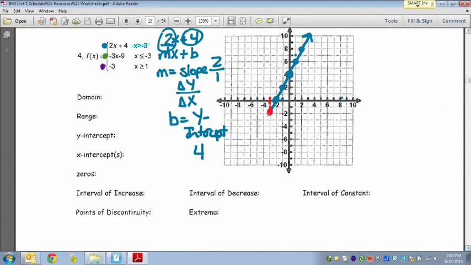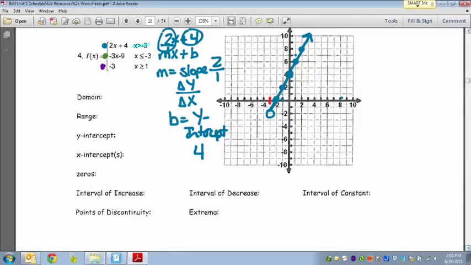Now, here's another thing. It says it has to be greater than negative 3. Does that mean I can include negative 3? No, I cannot. So when I graph this, what do I need to put? I hope you said it. It's an open circle, right? Because if I can't include it, I need to put an open circle there because it says it has to be greater than. It can't be greater than or equal to. It can only be greater than. Okay, so that's the first line.